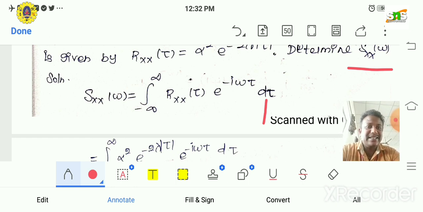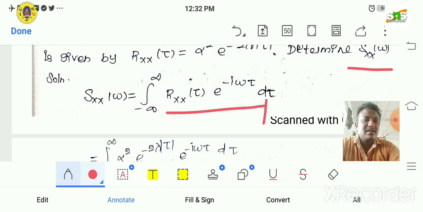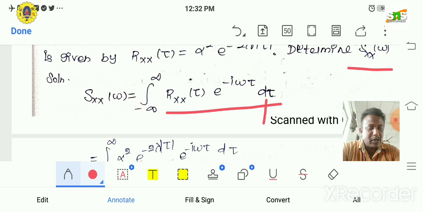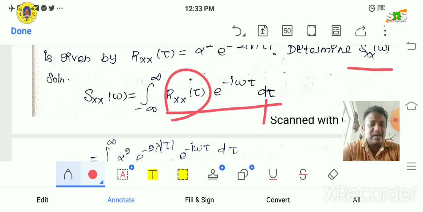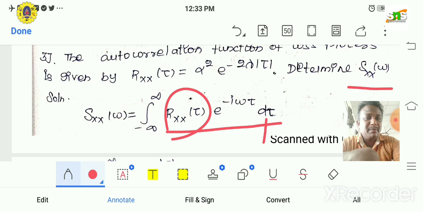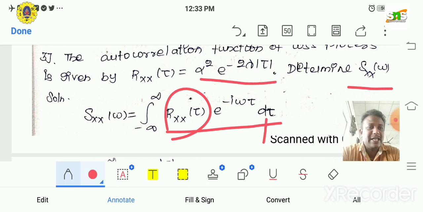First, write the formula to calculate power spectral density. The formula is the integral from minus infinity to plus infinity of R_XX(tau) e power minus i omega tau d tau. In this formula you are going to substitute the value of R_XX(tau), which is given in the question itself in all the problems. So here R_XX(tau) is alpha square into e power minus 2 lambda into modulus of alpha.